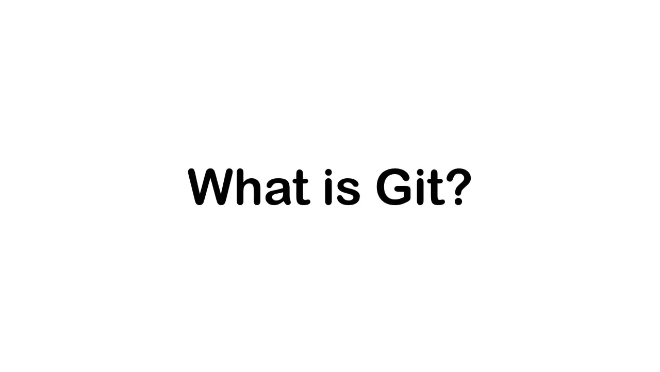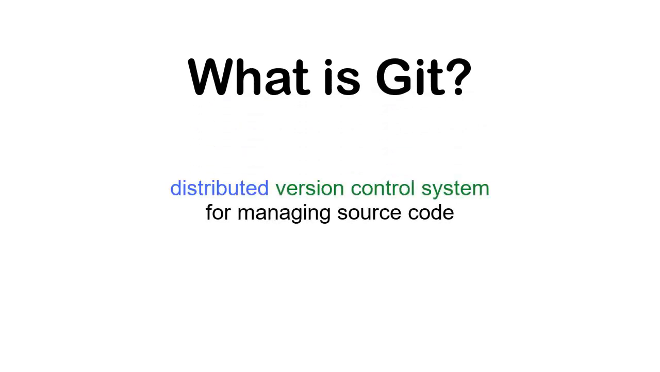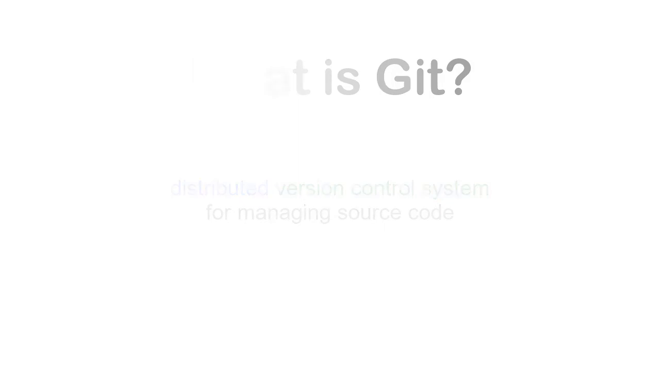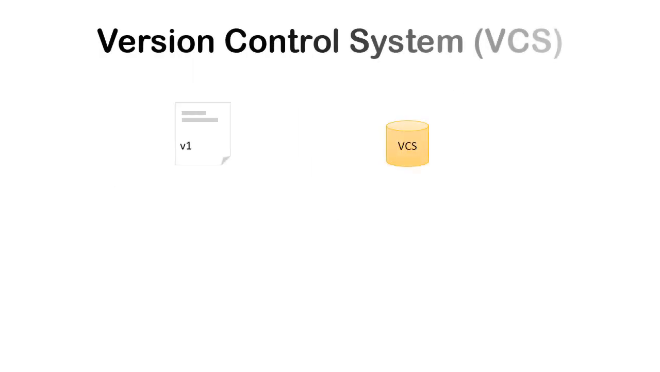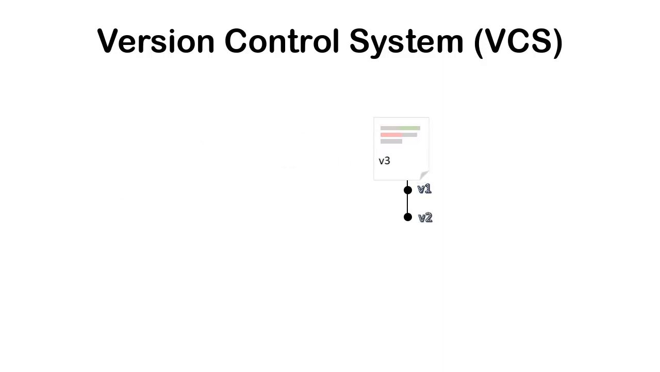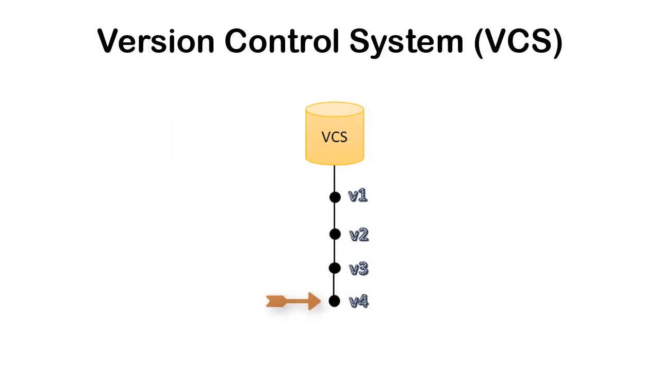What is Git? Git is simply a distributed version control system for managing source code. Let's explain this a bit more. The version control system is for tracking changes to files, as we make changes in our files like modifying, removing files, or adding new ones. The version control system saves all these changes, and it allows us to restore a previous version of our code.